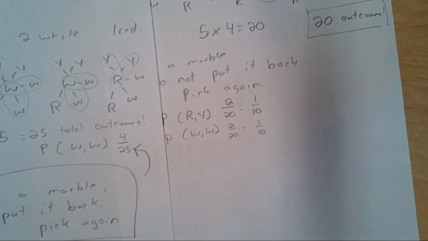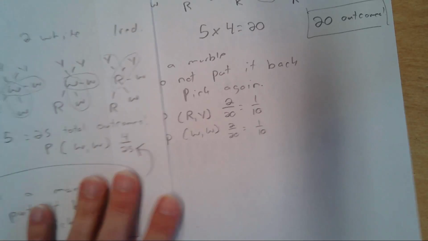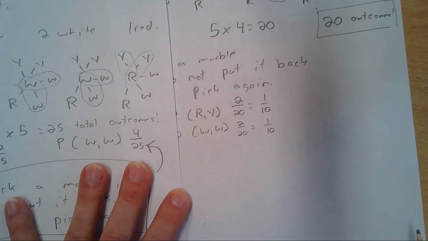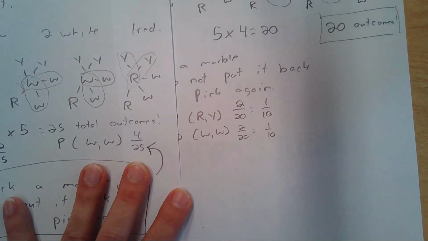This is an example of a dependent event. Whatever happens the first time, whichever of those marbles I pick has a direct impact on what's going to happen the second time. If I pick a yellow, there's not as many yellows. So that changes the probability of me getting a yellow, yellow or a white, white. The odds of me getting white, white are better if I get a white marble and put it back in the bag.